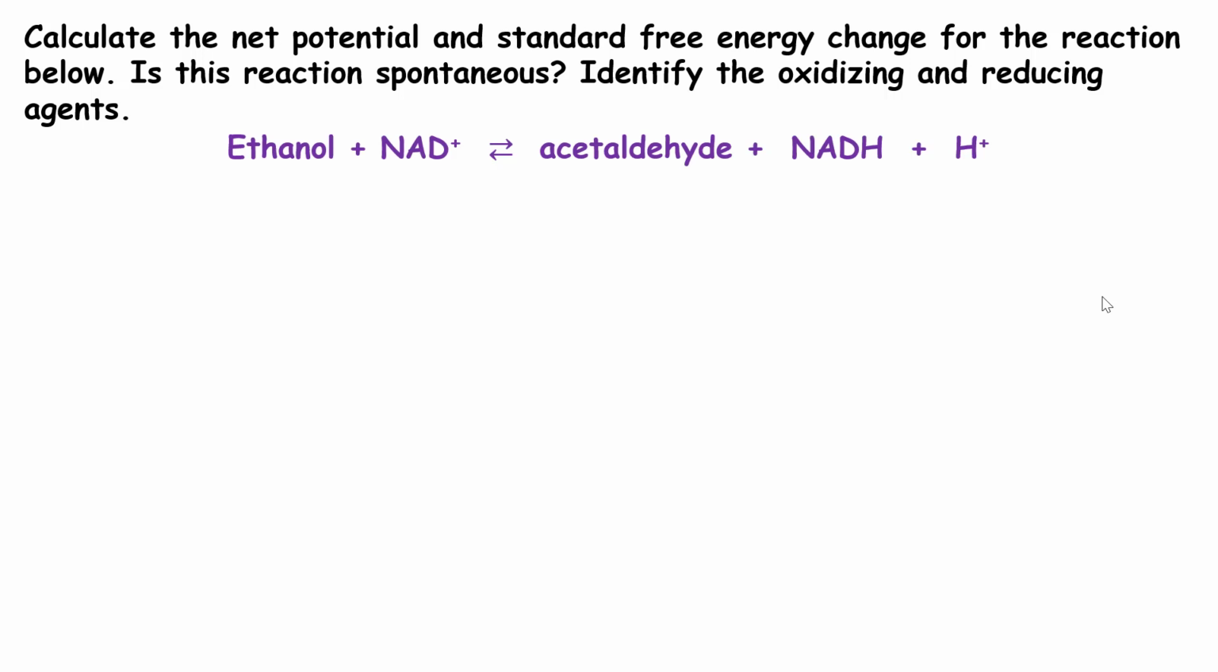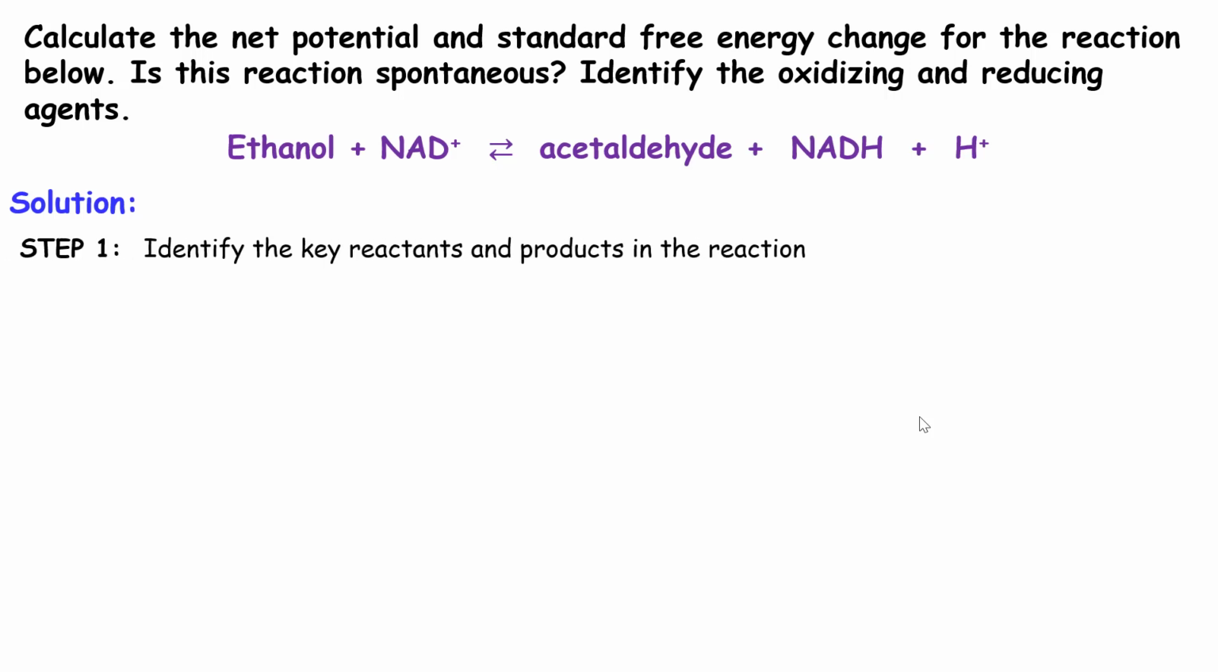The equation given here is ethanol plus NAD plus, giving you acetaldehyde plus NADH plus H plus. Okay. So this is the equation given. I'm going to go through the steps of how we're going to solve this particular problem. In the first step, what we're supposed to do is to identify the key reactants and products in this reaction. On the left side, you have ethanol and NAD plus, and then you have acetaldehyde and NADH.